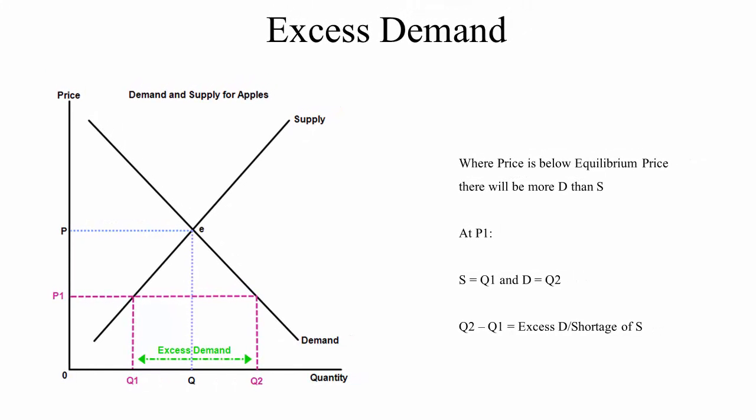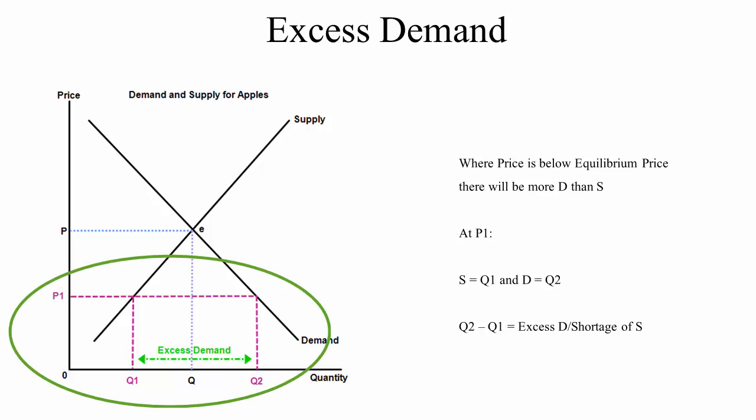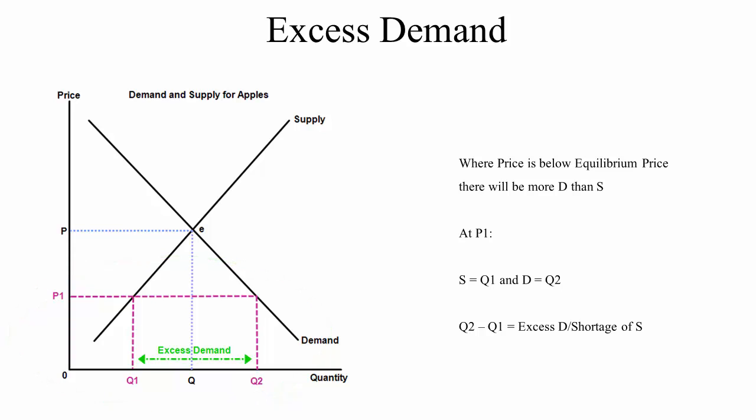But if the price was set at P1, there would be an excess demand of that difference between Q2 and Q1 because at that price P1, there's only Q1 suppliers willing to supply, but the demand at that price is Q2. So therefore we have excess demand or a shortage of supply at that price.